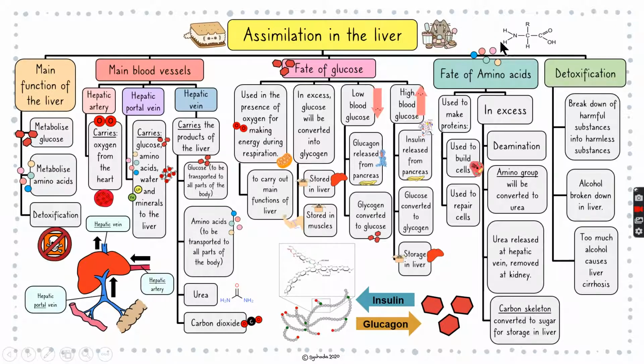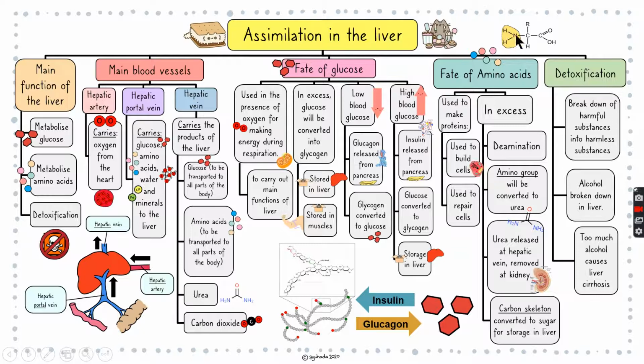If you look at this diagram here, this is your amino acid structure. So if you have too much amino acids, you don't store them, but you break them down. This process called deamination will break down that amino acid. So the amino acid will be converted into urea, and this urea will be released in the hepatic vein. So the hepatic vein will carry out the urea and transport it into the kidney to be removed during excretion.